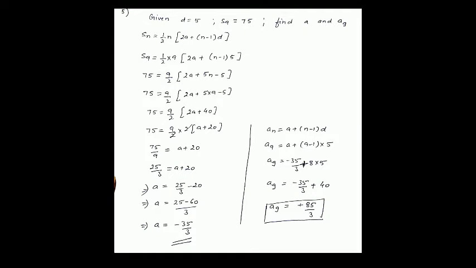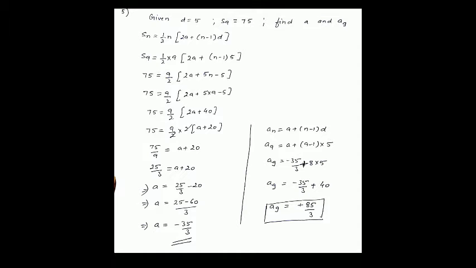In the previous session we did question number 1, question number 2, and question number 3, first, second, third, and fourth parts. Now we will continue with the fifth part. In the fifth part, given d is equal to 5, S9 is equal to 75, find a and a9. As we have to find a and the ninth term, what is given, students? S9 is equal to 75 is given.